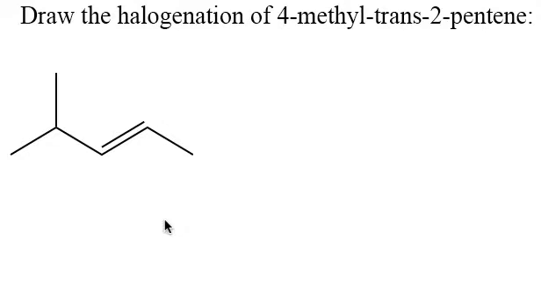Now we're going to draw the halogenation reaction of an alkene. The molecule shown here is 4-methyl trans-2-pentene. We can see first of all that this double bond here is in the trans form.